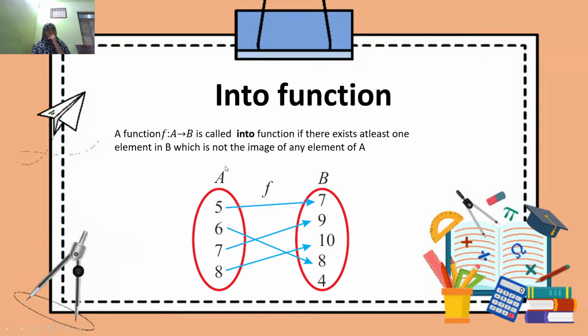So what is an into function? Opposite of an onto function. That is, at least one element should be there in the codomain which doesn't have a what? Pre-image in A, or any one element should exist in B that is not mapped from an element of A. So let's see, this is an example given over here. If you see here, 4 doesn't have any pre-image in A, or 4 is not mapped at all. So therefore this is an into function.